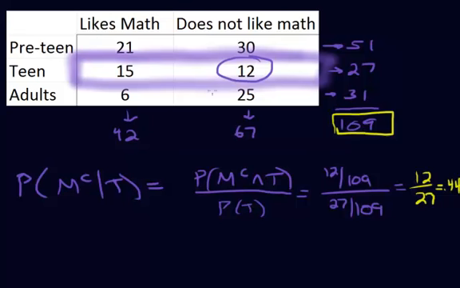So of the teens, which there are 27 of them, how many of them do not like math? 12. So is that exactly what we get as our answer? Exactly. 12 out of 27. There are 27 teens. 12 of them do not like math. So we can do it using some common sense and working through some logic here, or you can use the formula. Whichever one you want to use is fine. Let's try another one.